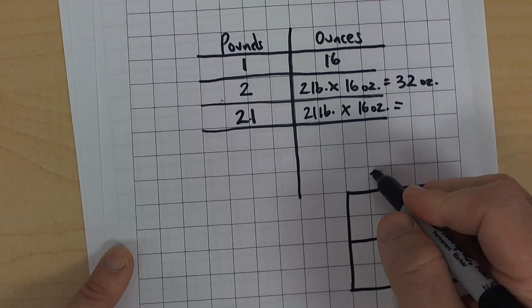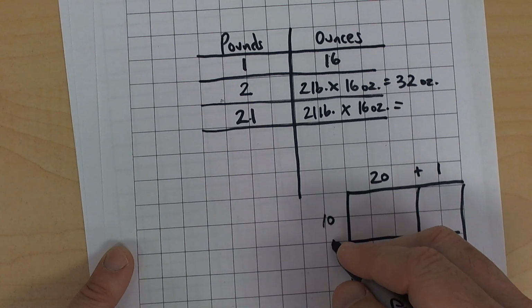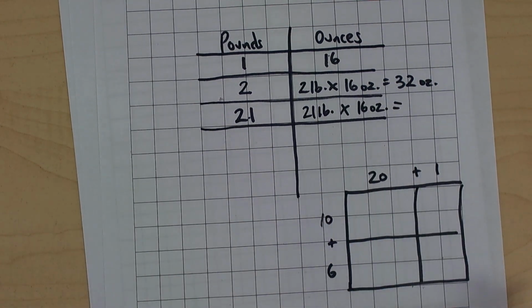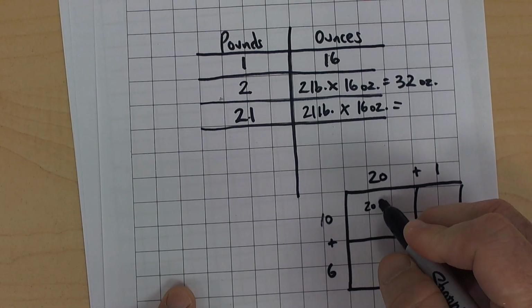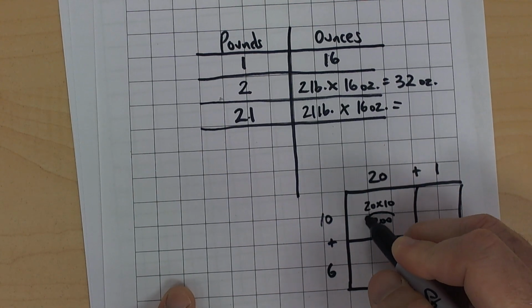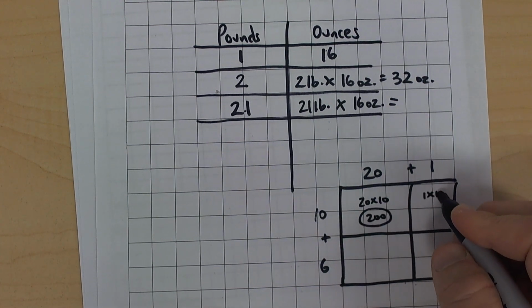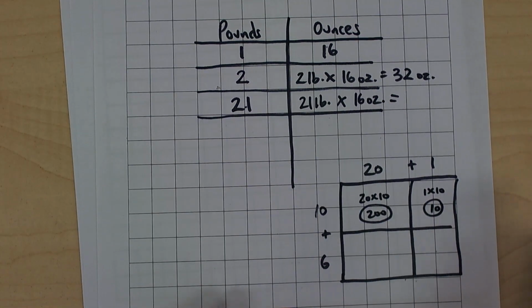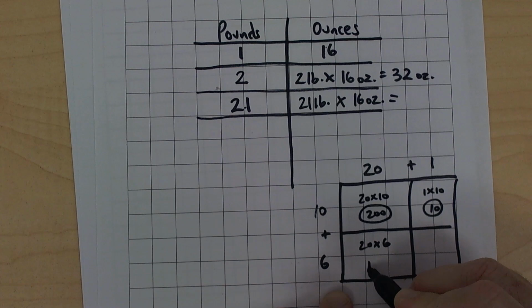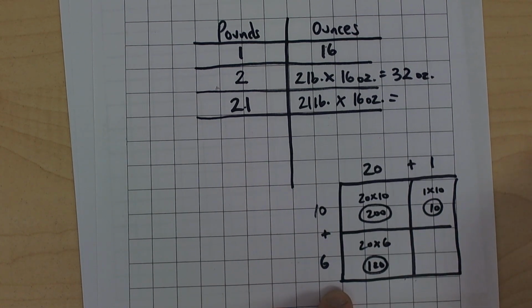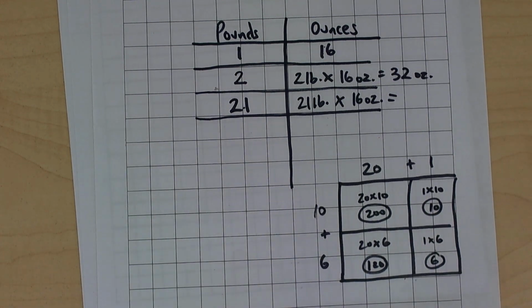So 21 is like saying 20 and 1. 16 is like saying 10 and 6. And now I'm going to use an area model. 20 times 10 is 200. 1 times 10 is 10. 20 times 6 is 120. And 1 times 6 is 6.